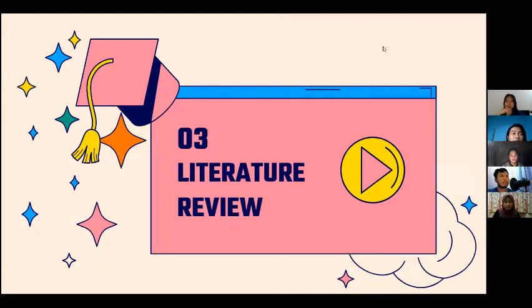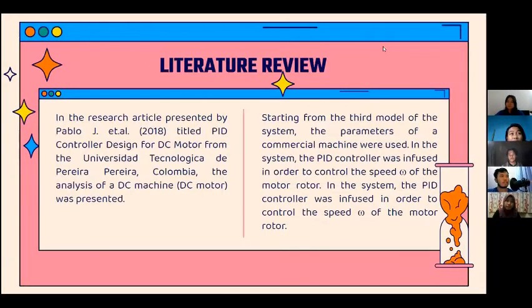For the next one, it is the literature review. So, from the chosen literature review, the research article presented by Pablo J. et al. 2018, titled PID Controller Designed for DC Motor, from the Universidad Tecnológica de Pereira, Colombia. The analysis of the DC machine, DC motor, was presented. So, starting from the third model of the system, the parameters of the commercial machine were used. In the system, the PID controller was infused in order to control the speed omega of the motor rotor.